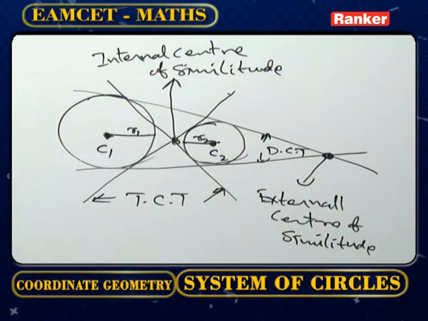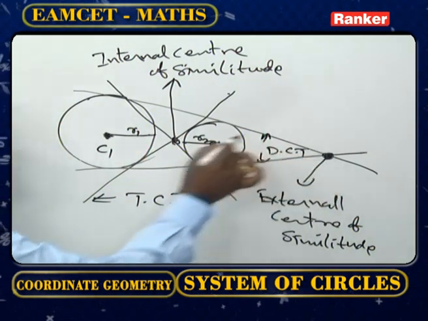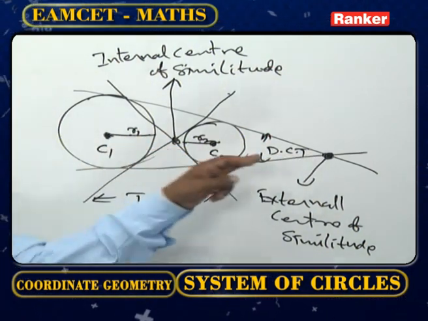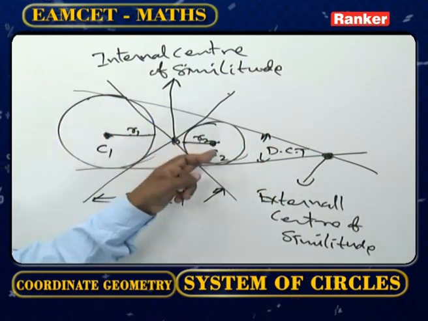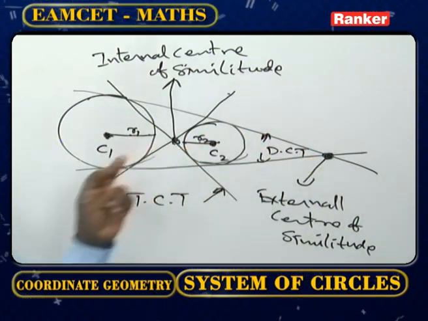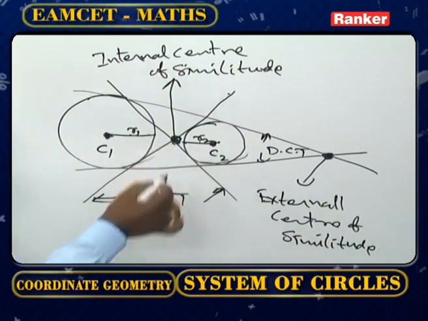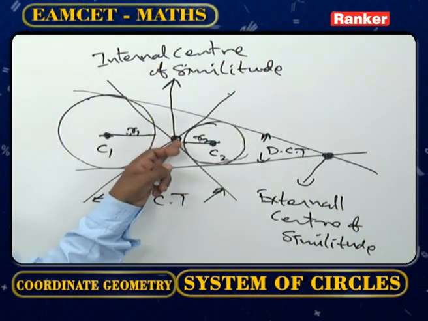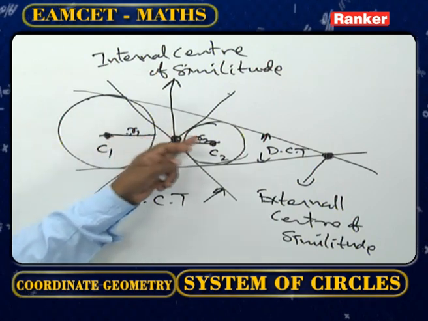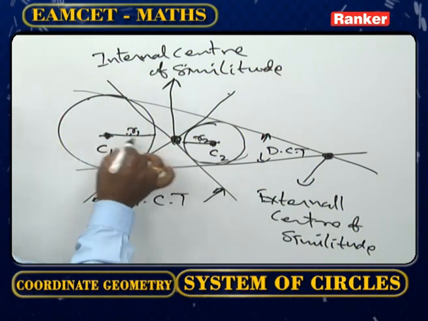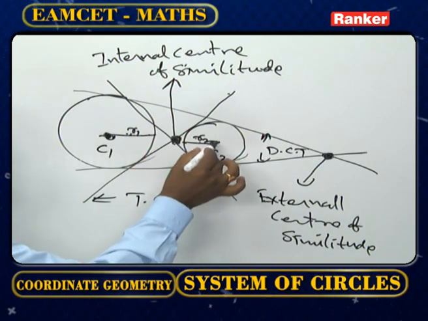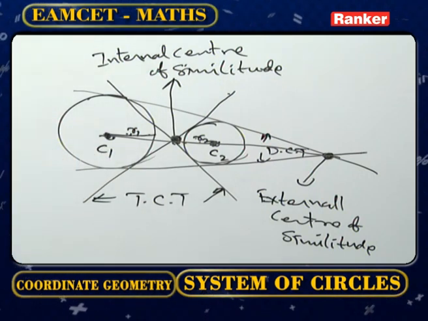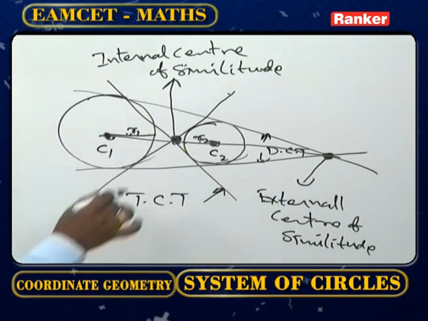Now, always, the external center of similitude divides C1C2 in the ratio R1 is to R2 externally, and the internal center of similitude divides C1C2 in the same ratio R1 is to R2 internally. Always, C1, the internal center of similitude, C2 and the external center of similitude, these 4 points lie on a straight line, that is, they are collinear.